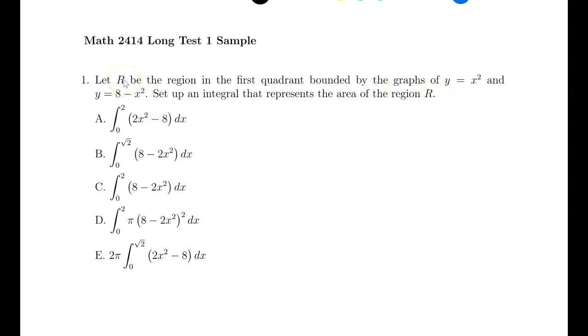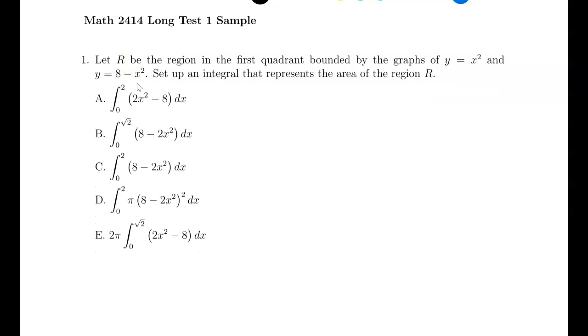So to solve this, we first have to graph our equation. It's very important that you graph the equations to have an idea of what your region R is. So let's start with that. You just need a rough sketch of the graph. So you have y equal to x squared. That is this curve here. That's a parabola. And another parabola, y equal to 8 minus x squared.